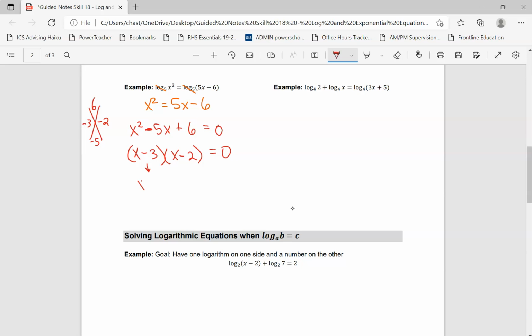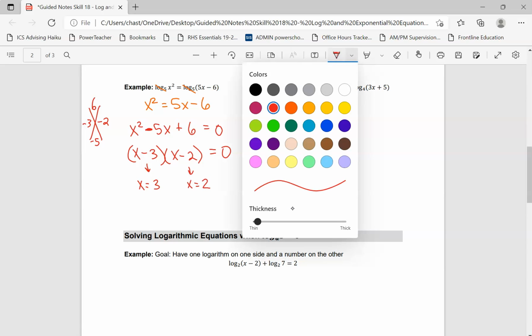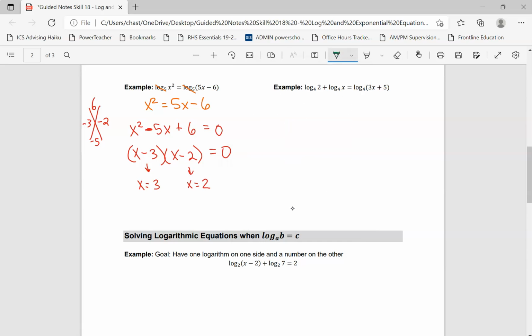Solving these out, we get x equals 3, and we get x equals 2. We want to check and make sure that these values of x work. So let's see, if I do 3 squared, we get 9. That's good. 5 times 3 minus 6 is going to be 15 minus 6, which is 9. Both of those arguments are fine, so x equals 3 is a valid solution.